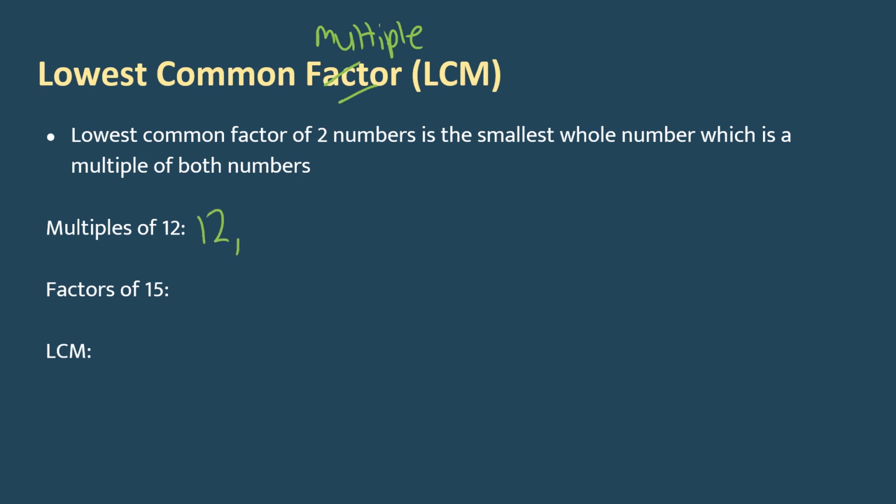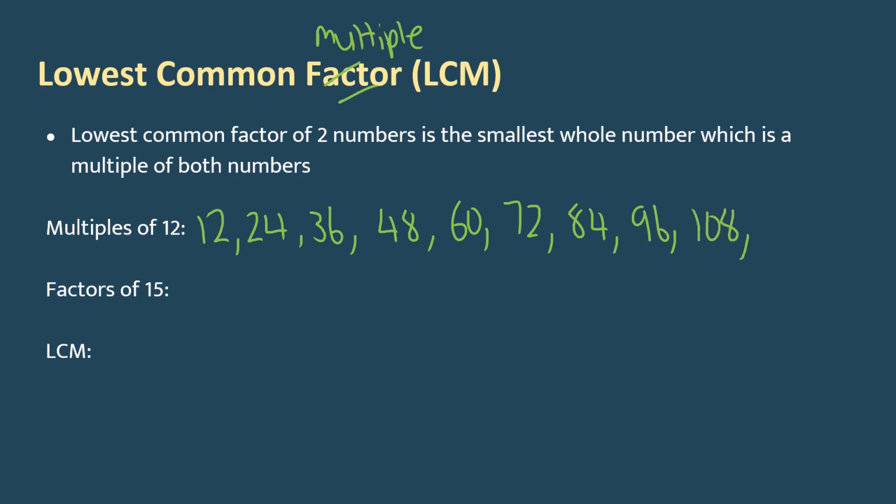So 12, 24, 36, 48, 60, 72, 84, 96, 108, and 120. That's the first 10 multiples of 12.